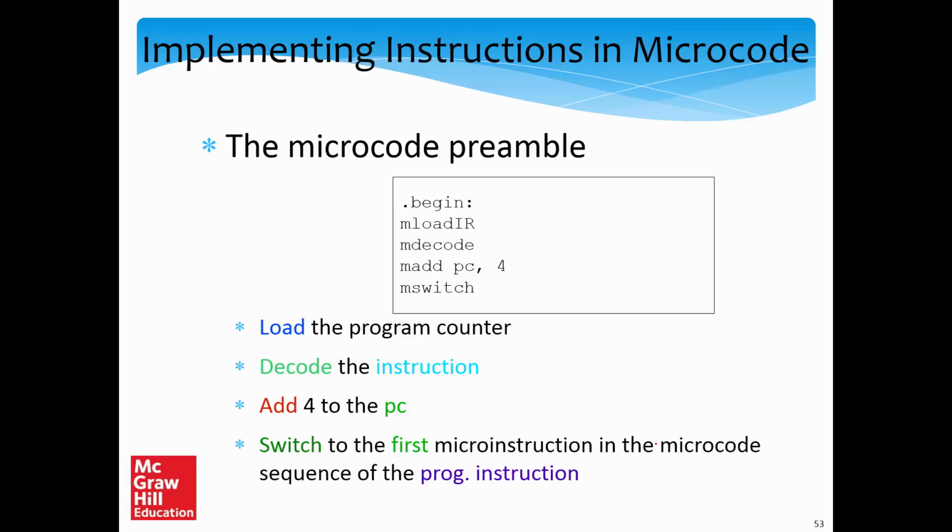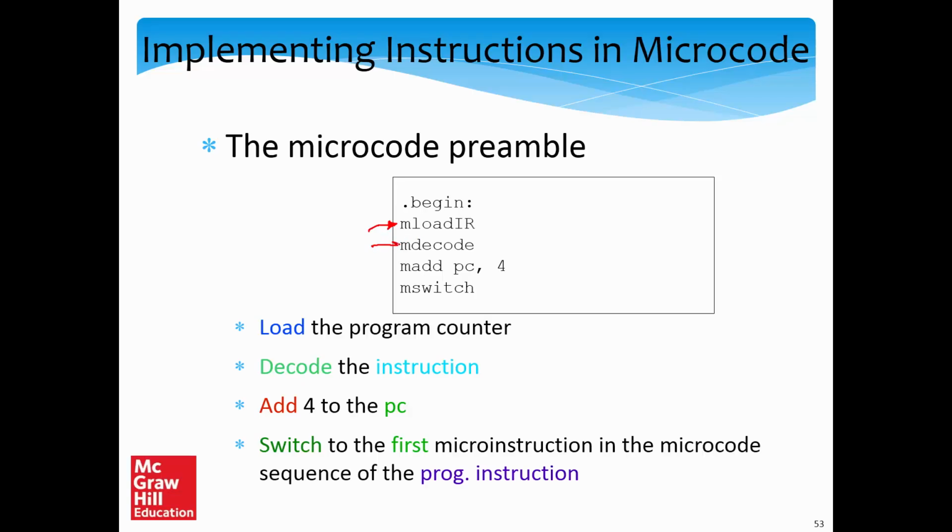Every instruction in its microprogram will always have some instructions in common at the beginning. That is called the preamble of every microprogram, which is common. So this preamble, we have made it start at the dot begin label. The assembly format is also the same as simple disk, which we introduced in chapter 3. So here we start with mload IR. We have to, because we need to read the contents of the current PC.